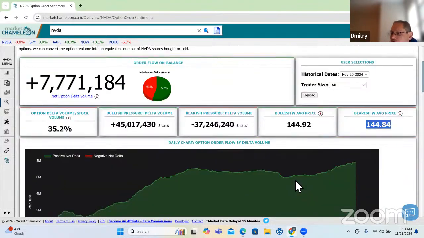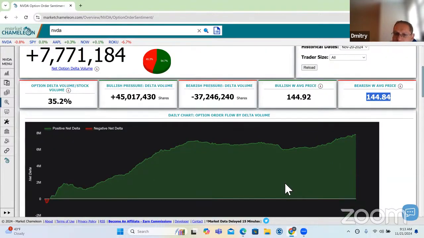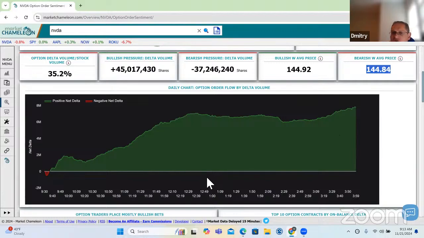So let's keep moving on. And then we come to this graph. This graph is a cumulative graph throughout the day. What it does is calculate the delta volume, and it continues to add the delta volume as new trades come in. So, for example, if there's a lot of bearish deltas in the morning, we would see a big drop in deltas in the red.